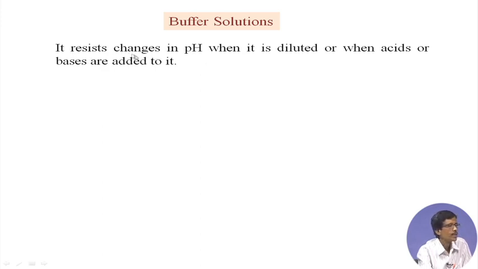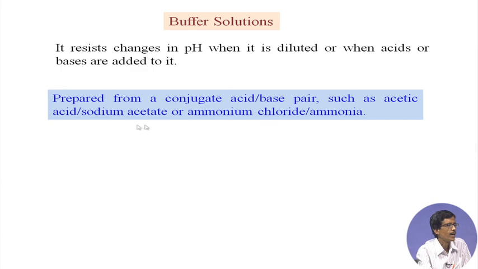So, the definition tells us that it resists changes in pH, that means the pH is not changing very quickly when it is diluted with water and when acids or bases are added to it. So, this basically tells us that a favored type of conjugate acid-base pair, such as acetic acid and sodium acetate, or a corresponding base, ammonia is a base, and the corresponding salt, or the corresponding ammonium ion, which is the conjugate acid of that particular base.